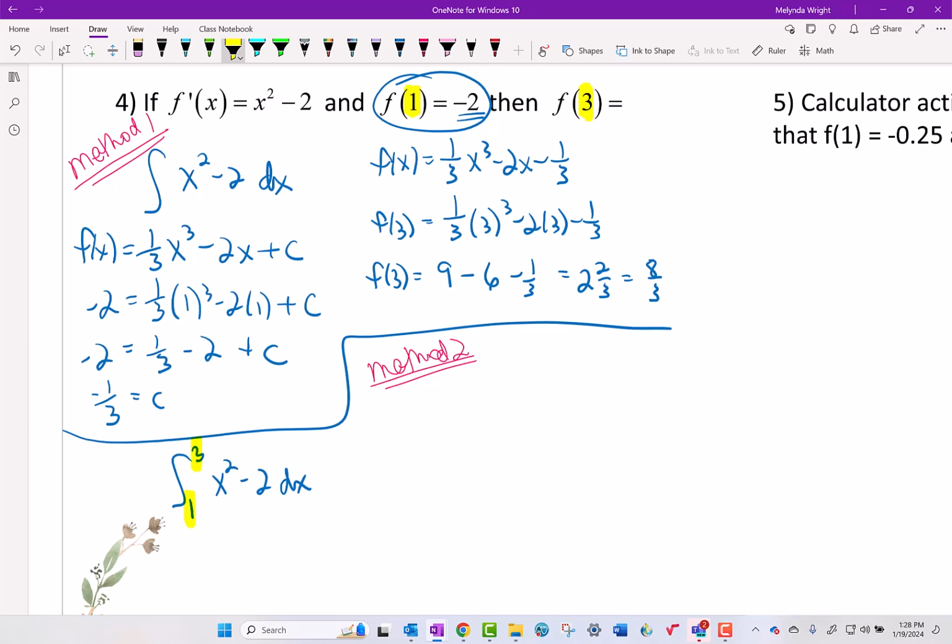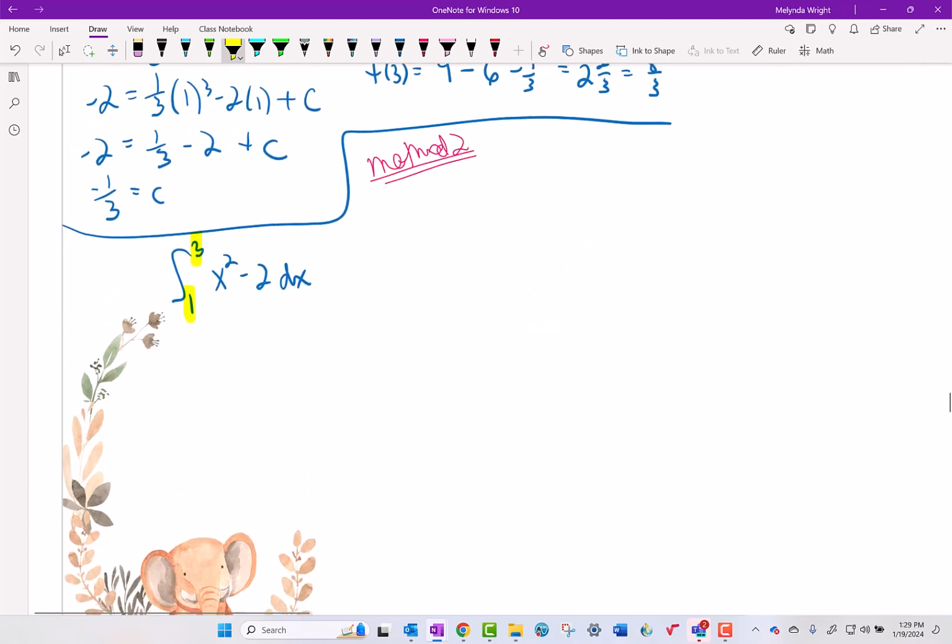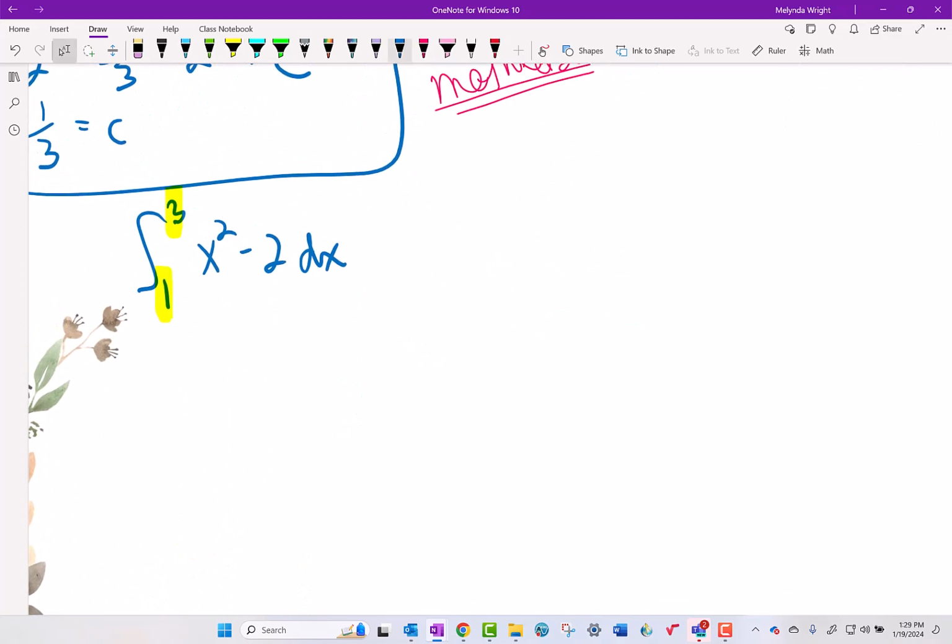Okay, are we okay with the setup of method 2? So where did I get the x values? This is the thing that drives students crazy. Where did you get those x values? Well, I got them because they're the only x values they gave me, right? The x value that I have and the x value that I want. Is everybody okay with the setup? All right, so now we just work this out using the fundamental theorem. So this is going to equal f of 3 minus f of 1.